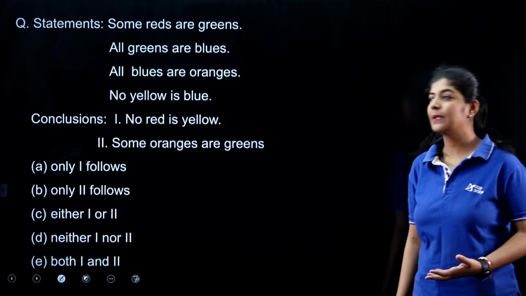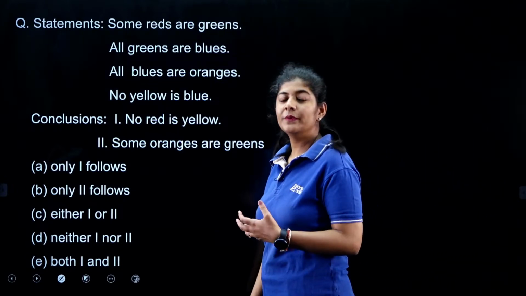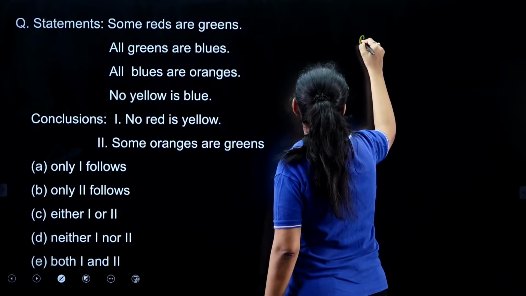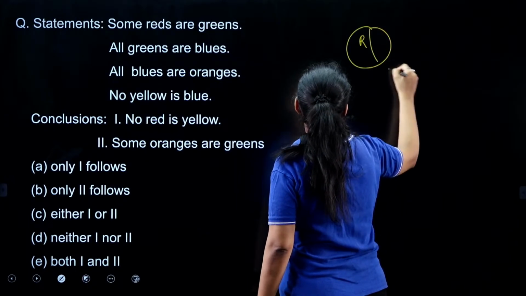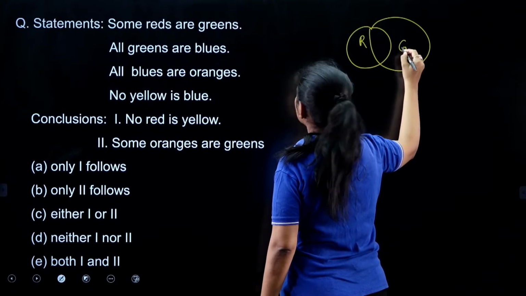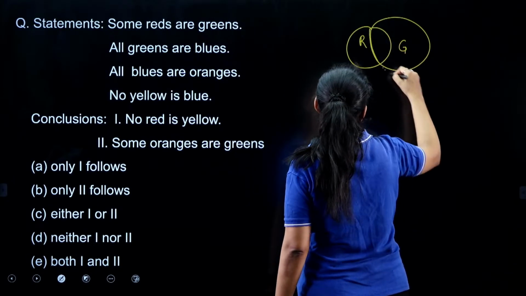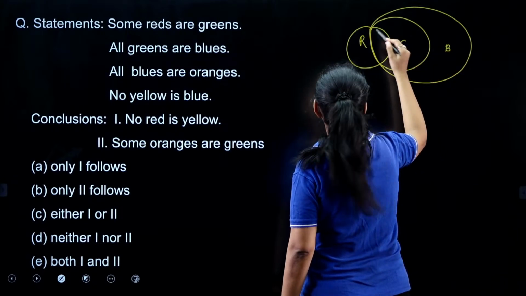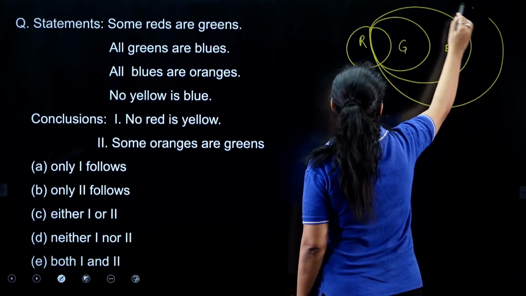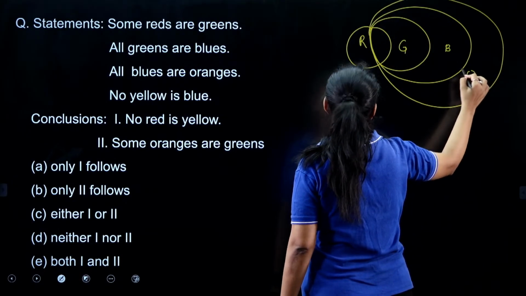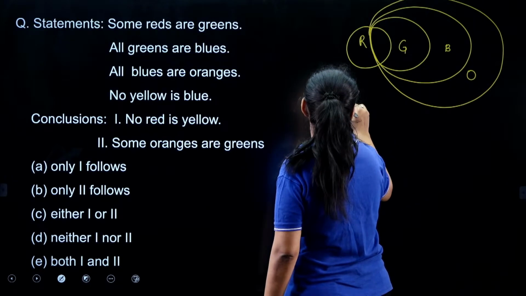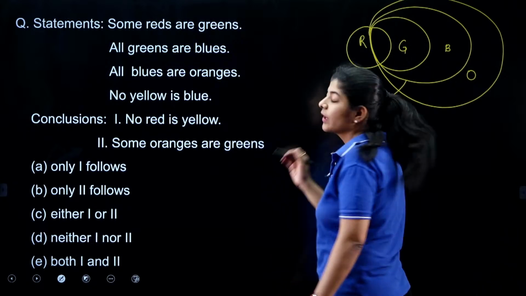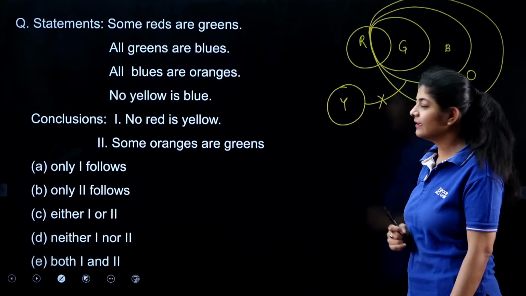It's a very simple one. So, again what we will do, we just simply draw the diagram first. Some reds are green, all greens are blue, all blues are orange, no yellow is blue. This is what we are having as our diagram, right?